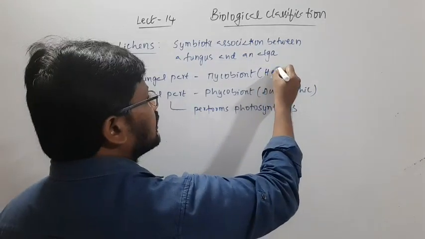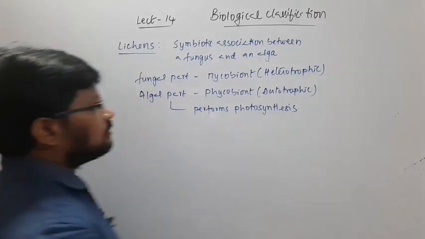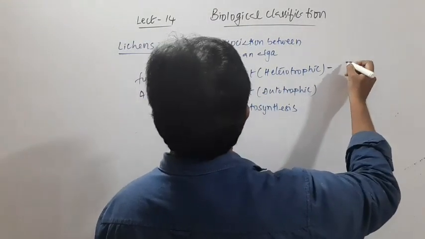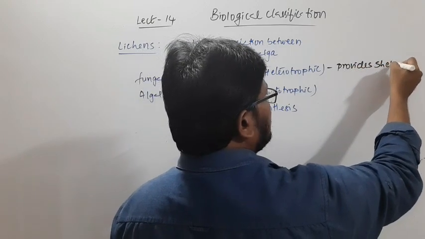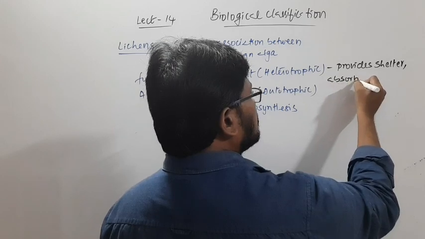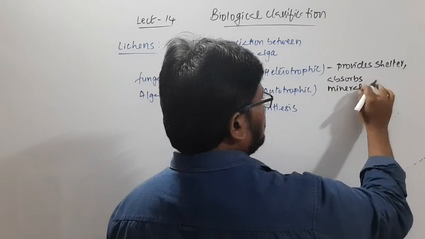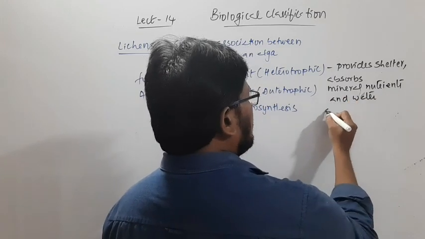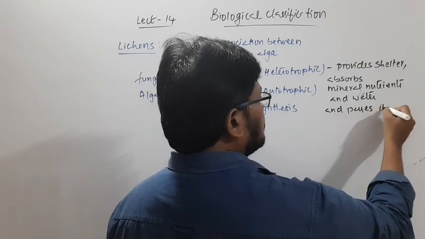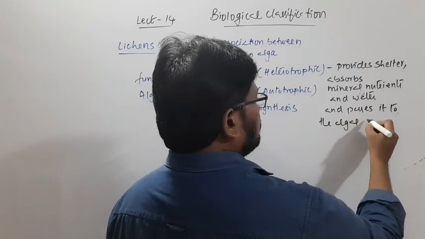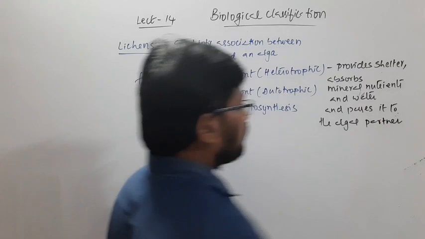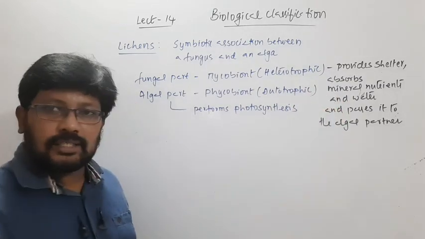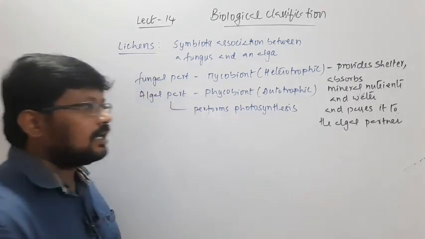Coming to the fungal part, the mycobiont is heterotrophic, so it will not perform any photosynthesis, but it provides shelter, absorbs mineral nutrients and water, and passes them to the algal partner. So it will provide shelter to the algal component, and it will also absorb mineral nutrients and water, and then pass them to the algal partner.